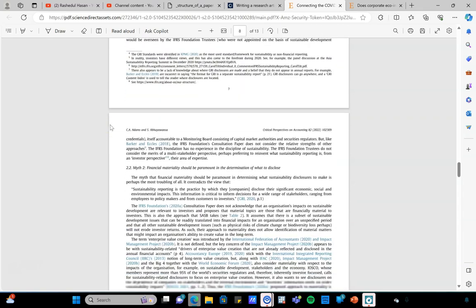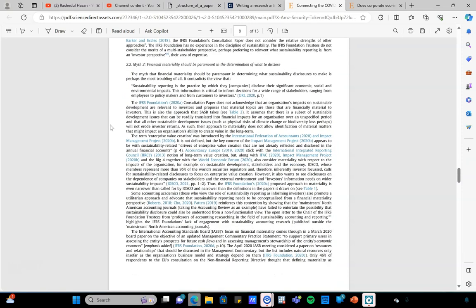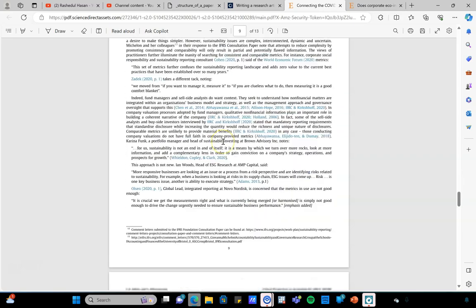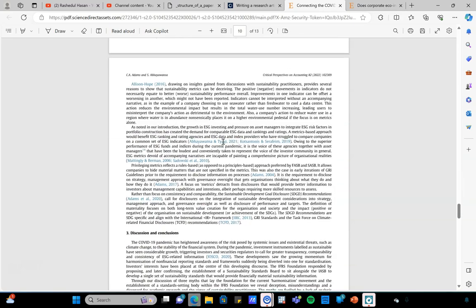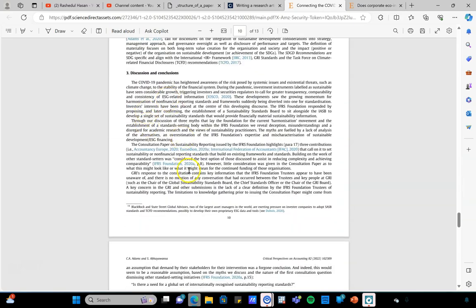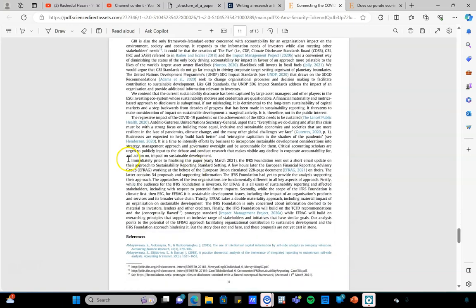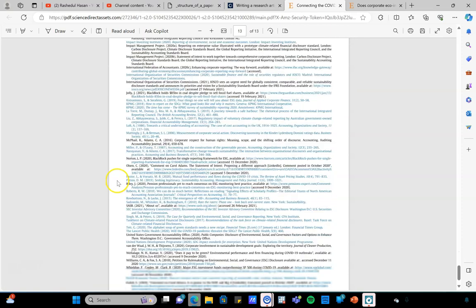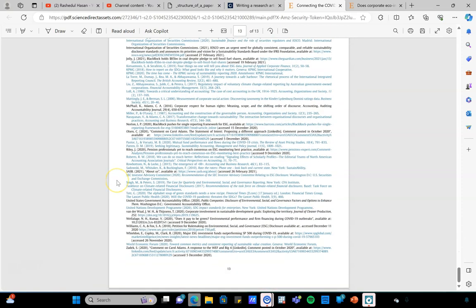You see they are talking about some myths about sustainability reporting. So these are all the issues they have discussed here, and then finally they have a discussion and conclusion. So this is an example of a qualitative paper where the paper structure depends mostly on the author and the type of story they're trying to tell.